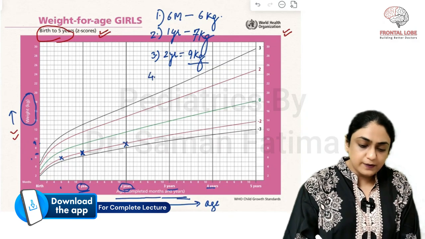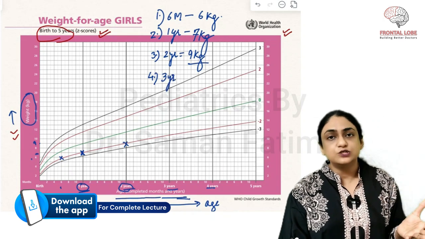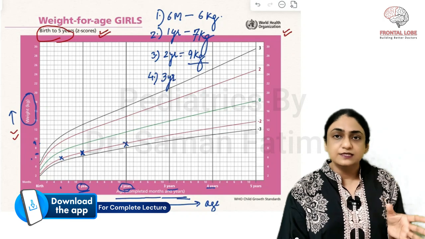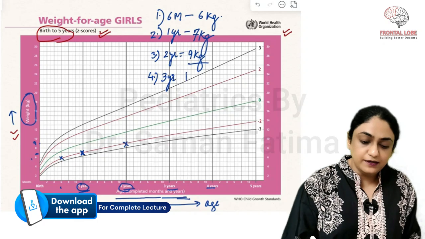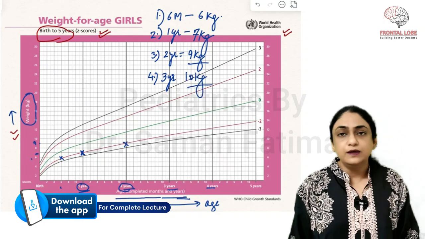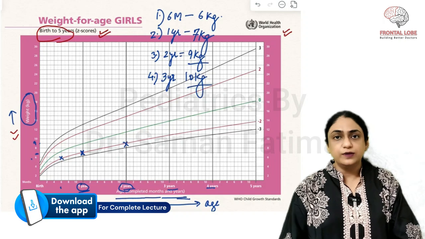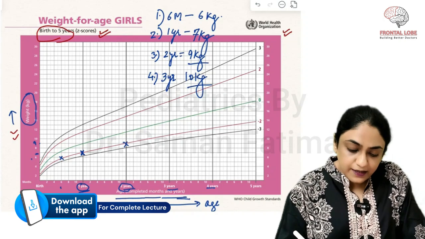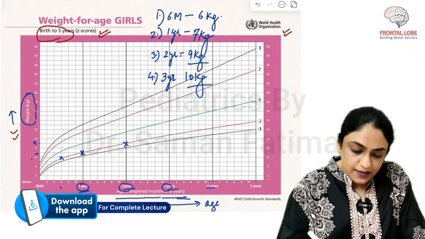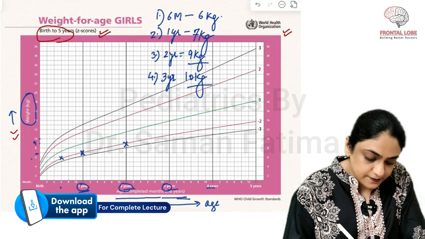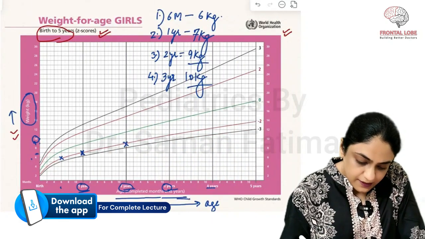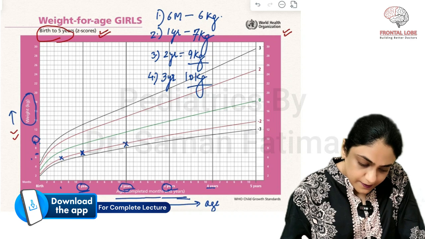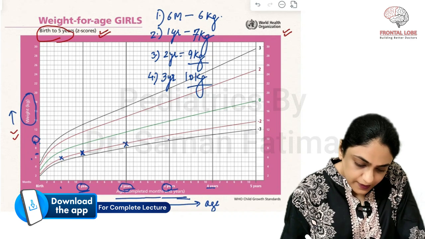Suppose the fourth visit of the baby occurs at 3 years of age. Again the baby comes to you, you are the pediatrician of the female child. She has completed her 3 years and now she is weighing 10 kg. Again you will find the age, 3 years, and the weight, 10 kg. 10 kgs at 3 years of age, over here, right?